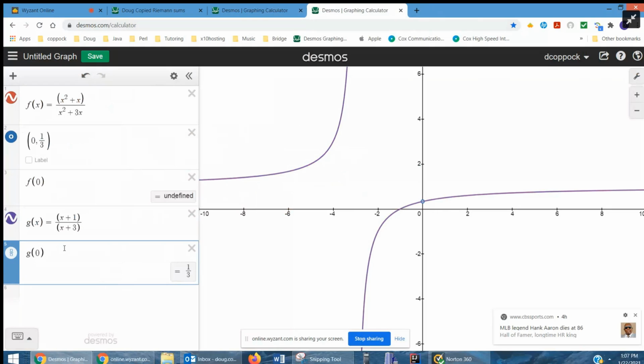Okay, so as x gets closer and closer to 0, the y value of this expression gets closer and closer to 1/3. And you can get as close to 1/3 as you want by having x get closer and closer to 0. That's what we mean by a limit.